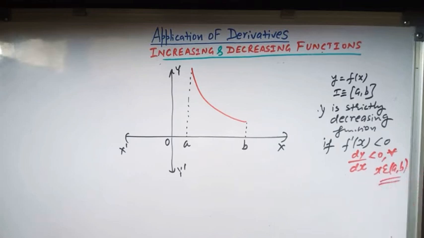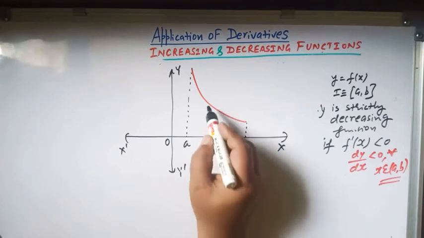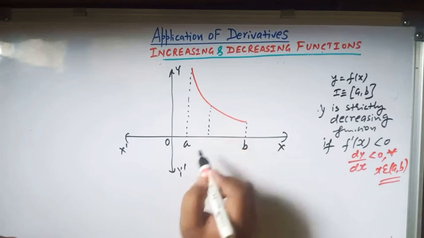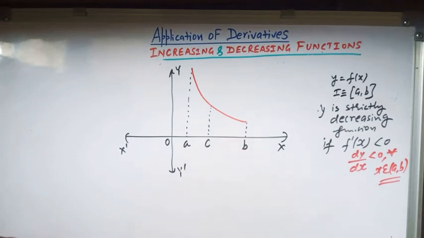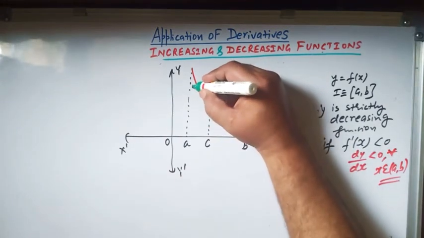Clear? So let us interpret this result with the help of this graph. Okay. Now let us take a point C between A and B. This is the point C, and let us draw a tangent at this point.